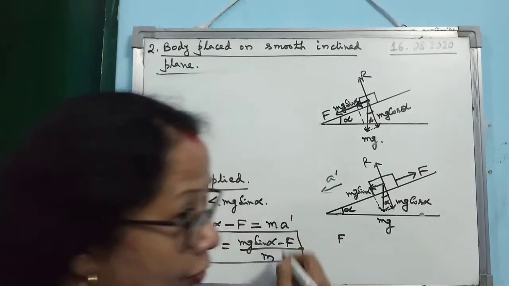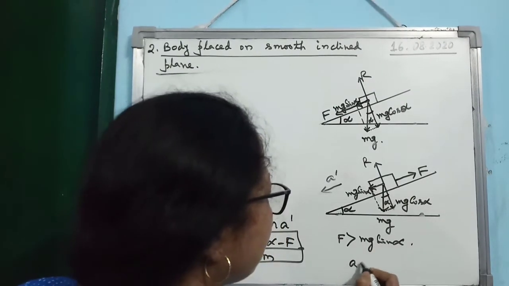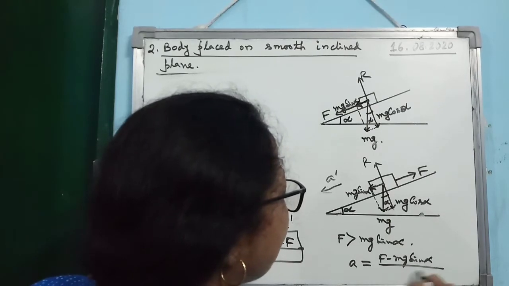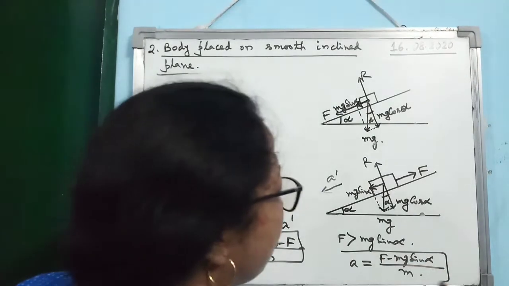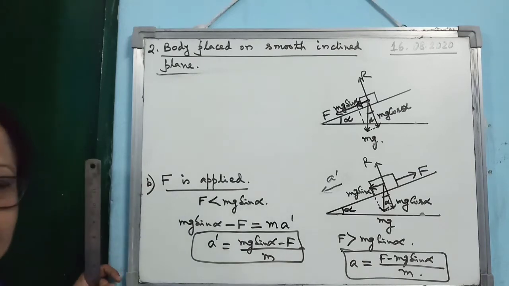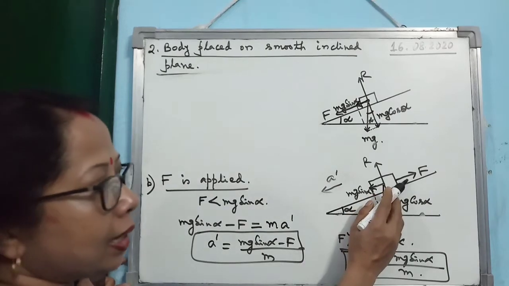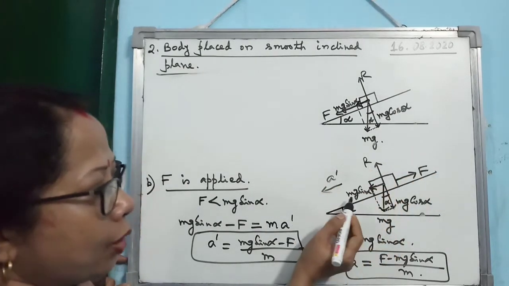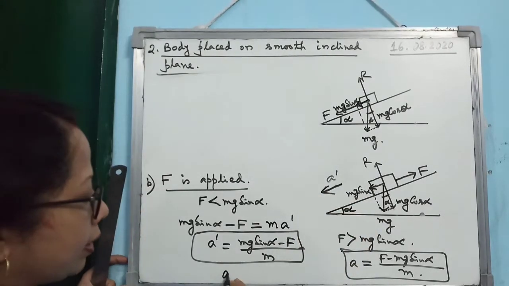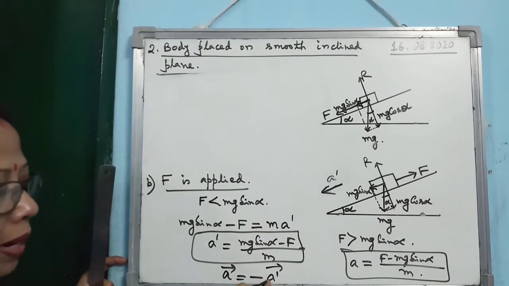I have rubbed it, so that's why I am writing it again. If F is greater than mg sin alpha, then what was the acceleration? We have got it: (F minus mg sin alpha) divided by m. Now look at the expressions for A and A dash. Both magnitudes of A and A dash are the same, but they are oppositely directed. When F is bigger, A will be in the upward direction, and when mg sin alpha is bigger, then A dash will be in the downward direction. So A and A dash are equal in magnitude but opposite in direction.